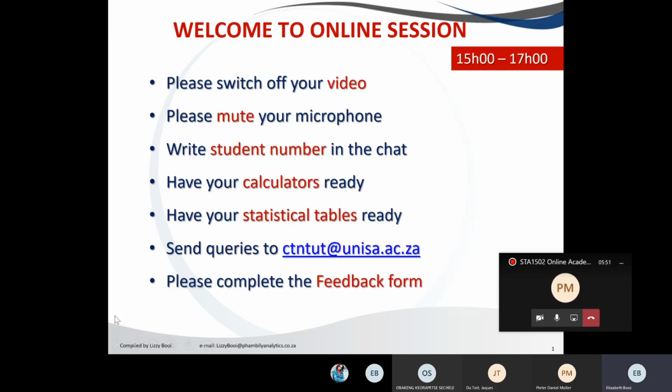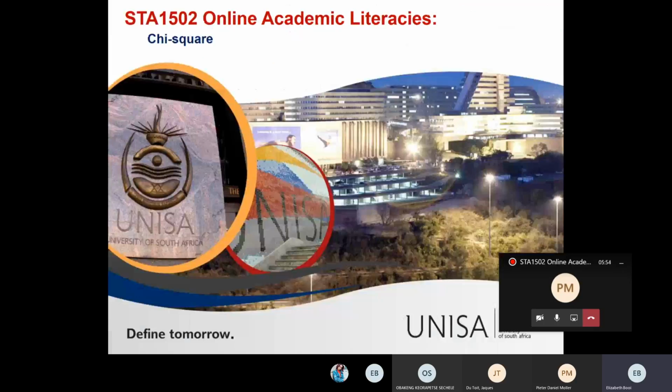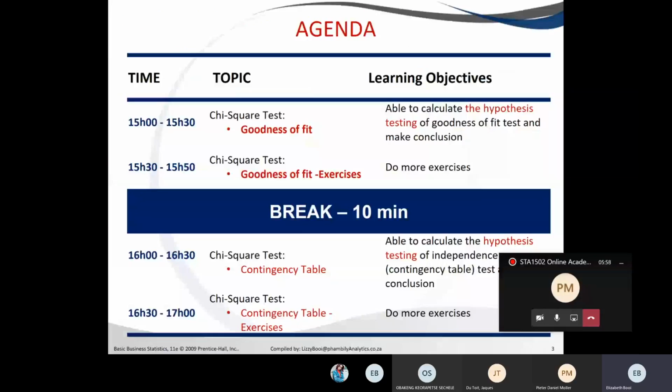We're going to start with our session for today, which is chi-square test. We're going to look at two chi-square tests. In the first half, we're going to look at goodness of fit. And then in the second half of the session, which will take us also about an hour, we're going to look at the contingency table, which tests for independence.